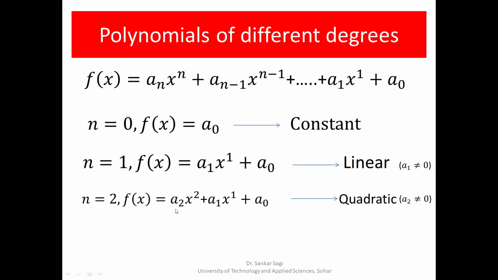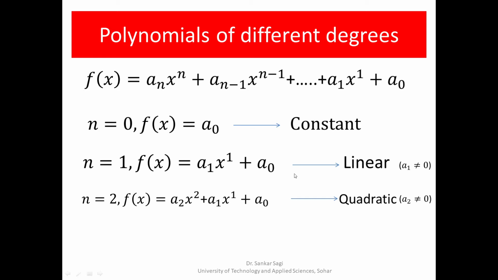a2 is not equal to 0. And the constants a0, a1 and a2 can be any constants, any real numbers. So these are some of the polynomials. A polynomial of degree 0 is a constant, any constant, and a polynomial of degree 1 is an expression of this form.